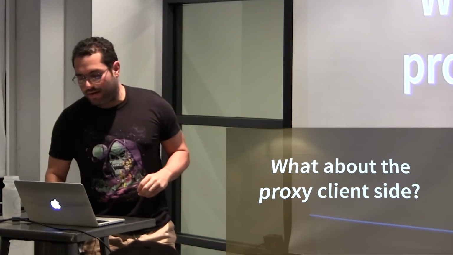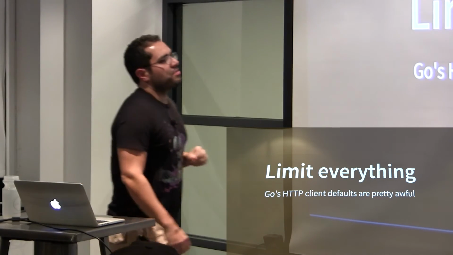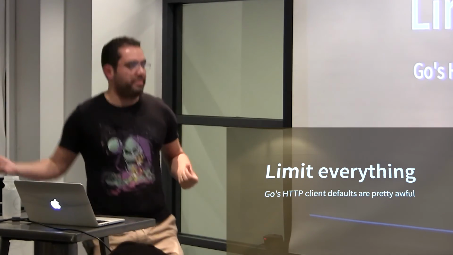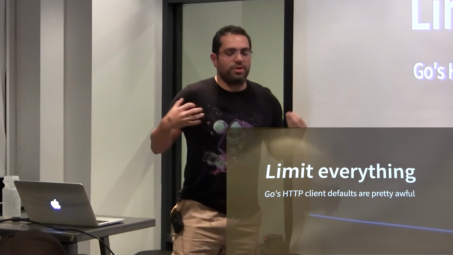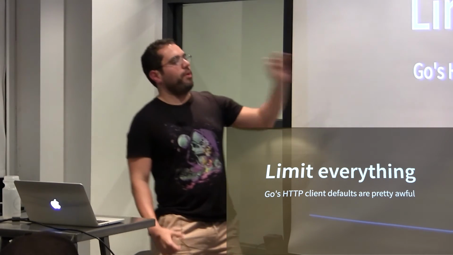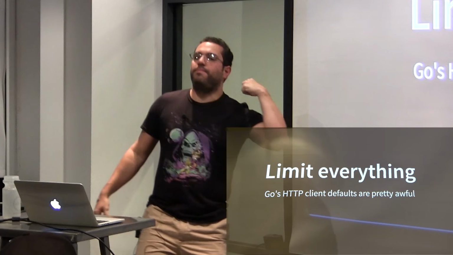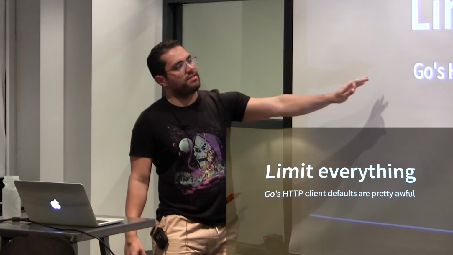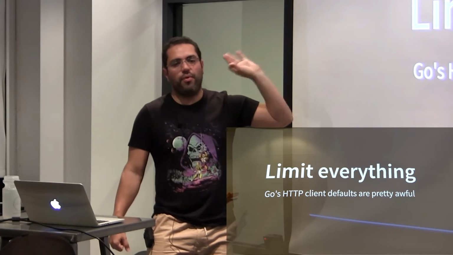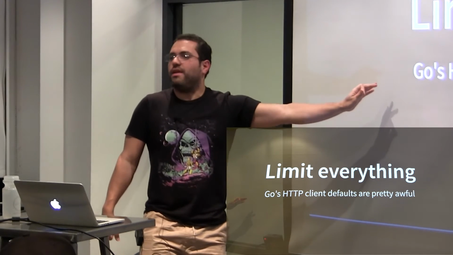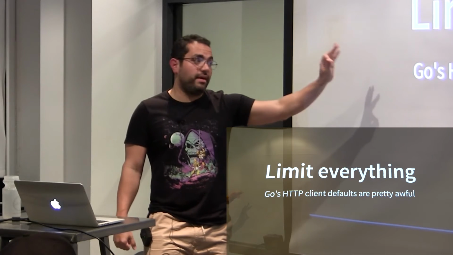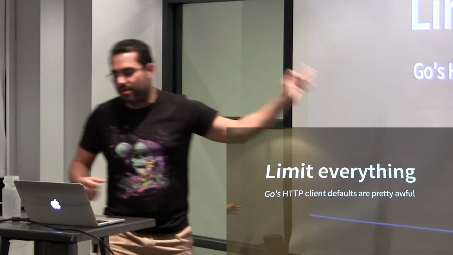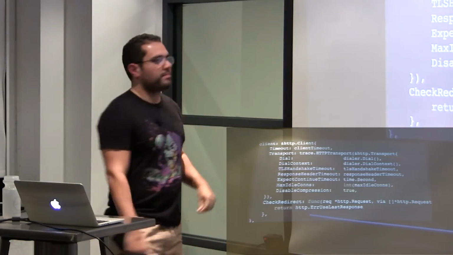So what about the proxy client side? For the communication from the gateway to the downstream services, remember to limit everything. I spoke about this at our last meetup on HTTP clients, and the defaults for Golang's HTTP clients are awful and sad, and you're going to regret it if you do not set these defaults. Do not create an HTTP client in production and use the defaults. It's going to bite you.